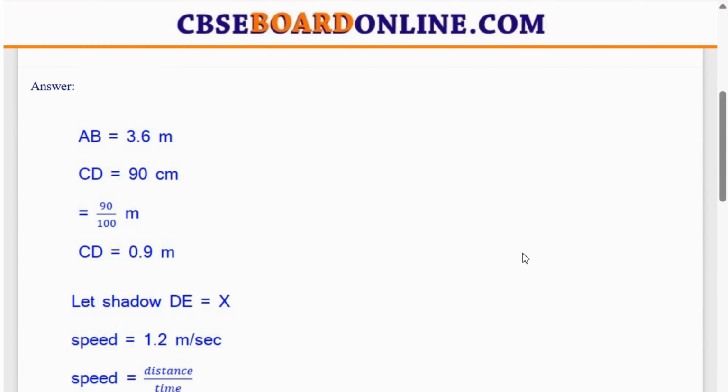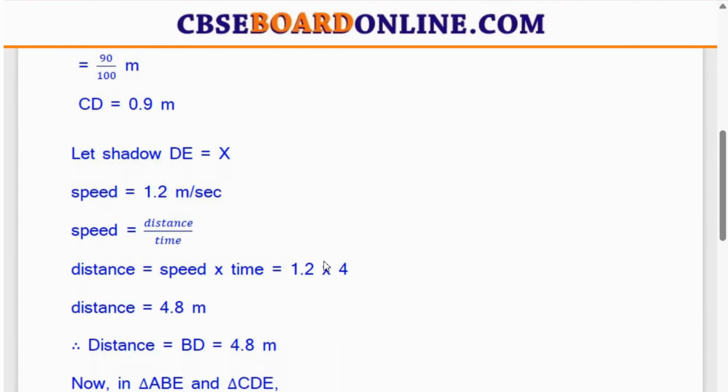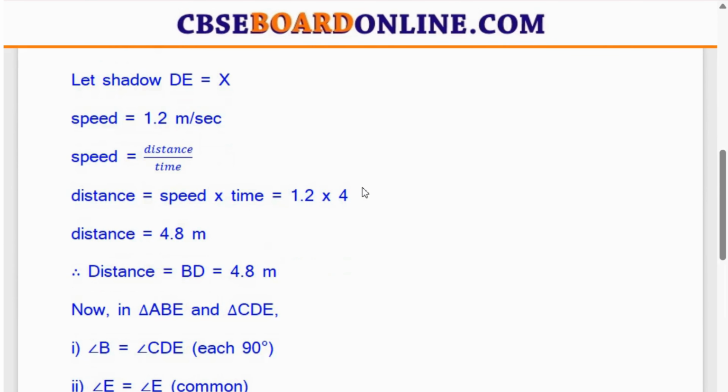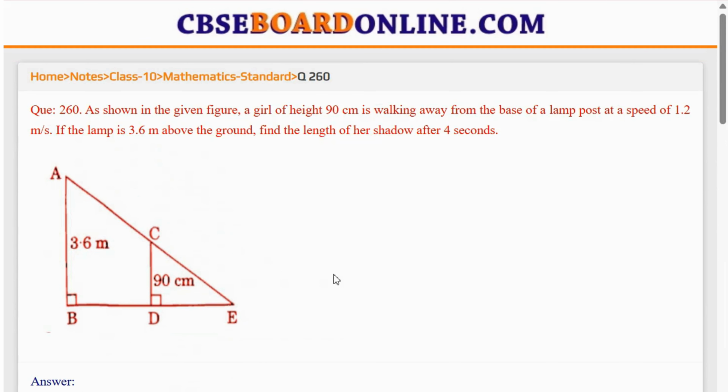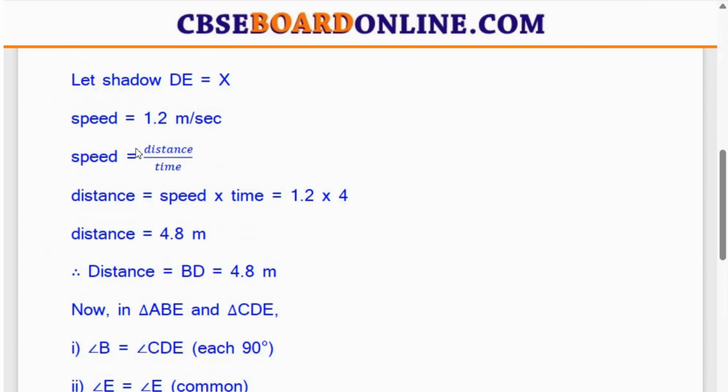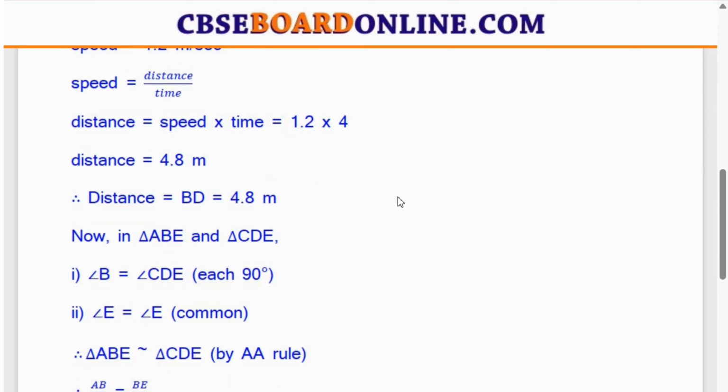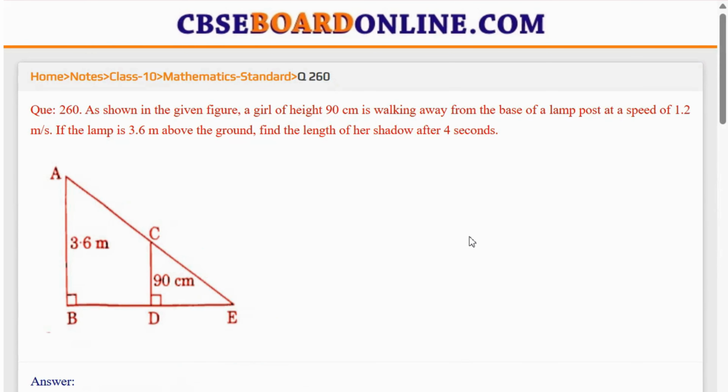ओके, नाउ मूविंग फॉरवर्ड टू द क्वेश्चन। अगेन मैंने आप लोगों को बोला था कि हम लोग सेंटीमीटर को मीटर में कर देंगे, तो 0.9। नाउ हमें डिस्टेंस फाइंड आउट करना है, ठीक है। सबसे पहले, डिस्टेंस हमें नहीं पता, हमें स्पीड पता और टाइम पता है, तो हम लोग स्पीड मल्टीप्लाइड बाय टाइम कर देंगे, इट इज 4.8। तो हमें डिस्टेंस पता चल गया कि 4.8 मीटर है.